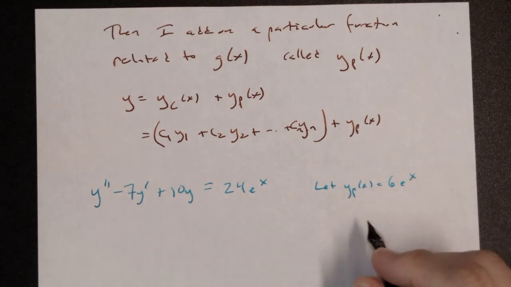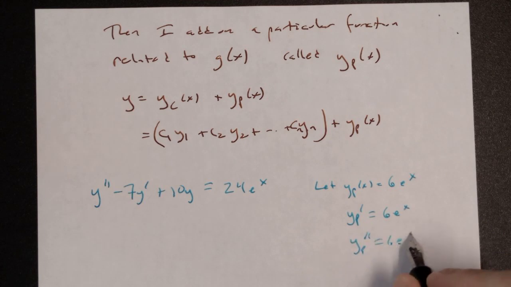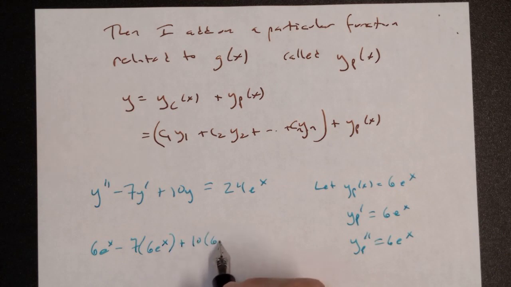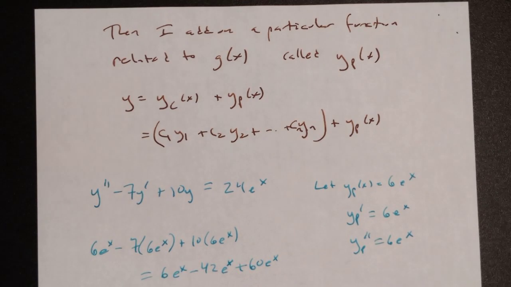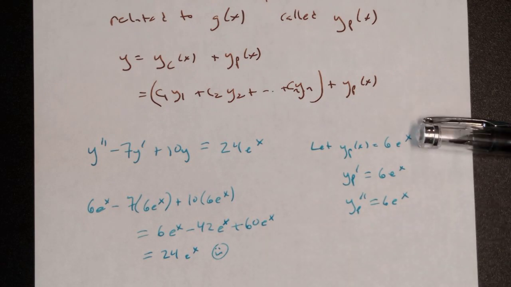Because this is e to the x, its derivative, yp prime, is also 6e to the x. So is the second derivative. So if I take those and plug them in here, I get 6e to the x minus 42e to the x plus 60e to the x. 66 minus 42 is exactly 24e to the x. So this thing, 6e to the x, is particular to the 24e to the x thing that was on the equation.